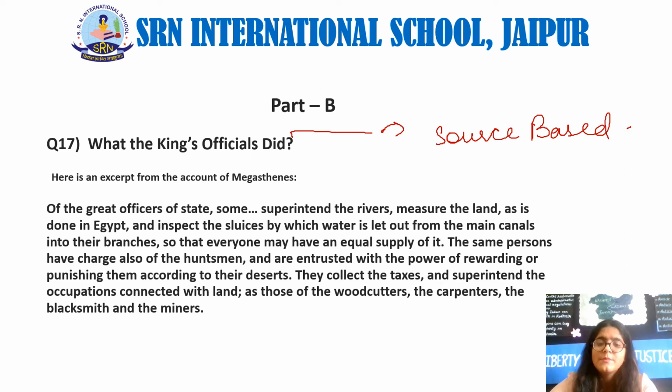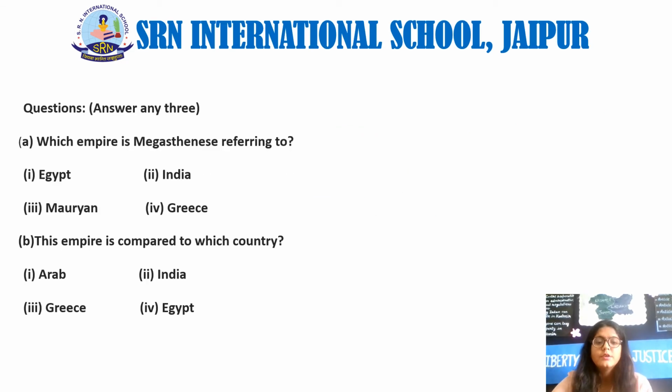Now, this is the source written by Megasthenes. We all know Megasthenes wrote the book Indica, and in whose dynasty did he come? He came in the dynasty of the Mauryan Empire. Now we will be seeing the questions. So the very first question is asking: Megasthenes is referring to which empire?